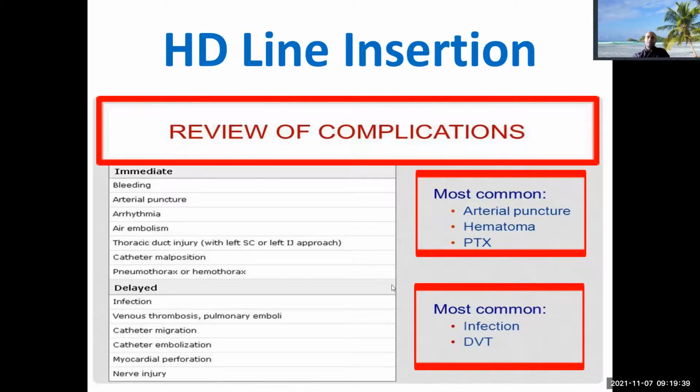Arterial puncture is common if you are using the blind technique, and it is rare now with ultrasound. Hematoma afterward, and pneumothorax, are common complications after line insertion. You should tell the patient that this may happen, and let him sign for that. If you do that, you will protect yourself, your patient and the family from any problem afterward.